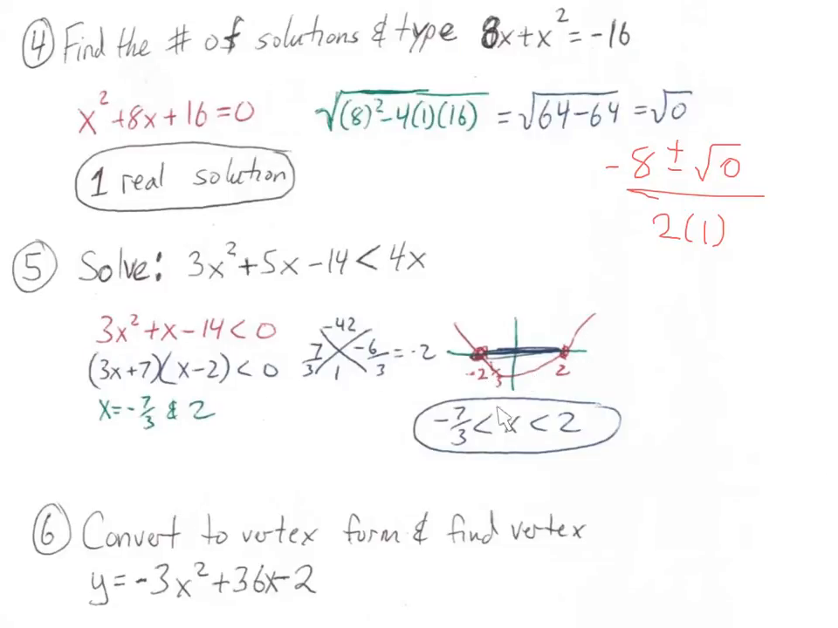So how do you say between? This is a notation for between 2 values. So between negative 7/3 and 2. And because it's a less than, not less than or equal to, these are open endpoints as well. Little tricky.